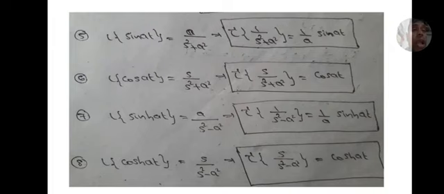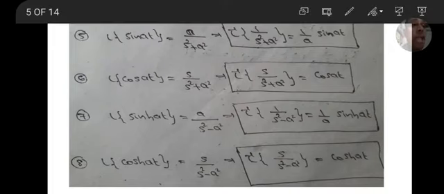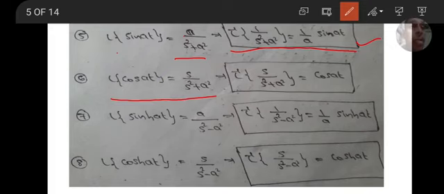Next, L of sin at is a by s square plus a square. The a comes outside, so it becomes 1 by a. So L inverse of 1 by s square plus a square equal to 1 by a into sin at. L of cos at equal to s by s square plus a square. That is L inverse of s by s square plus a square equal to cos at.